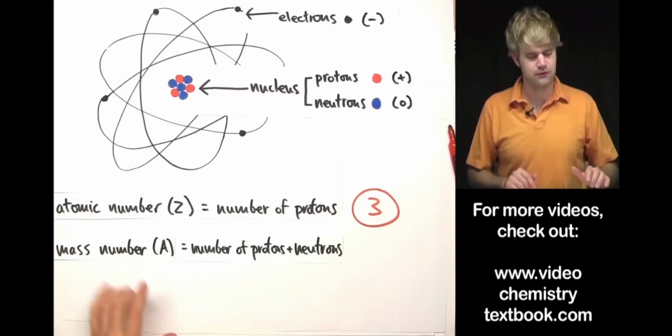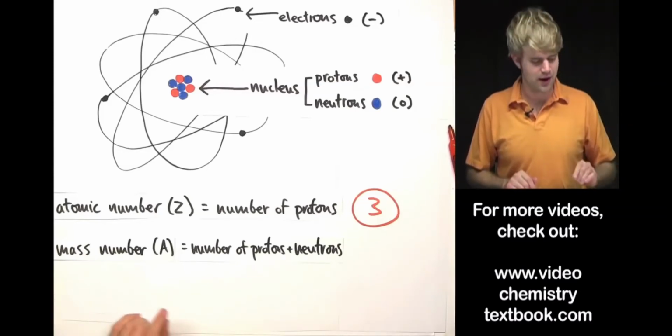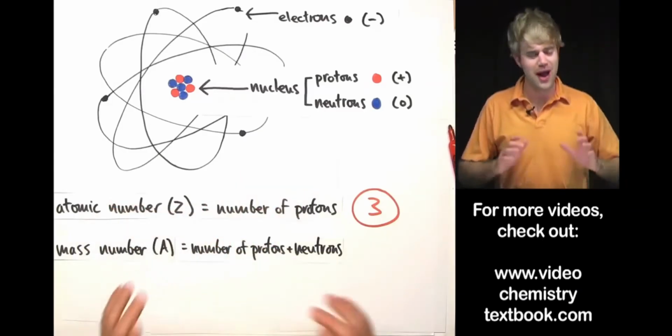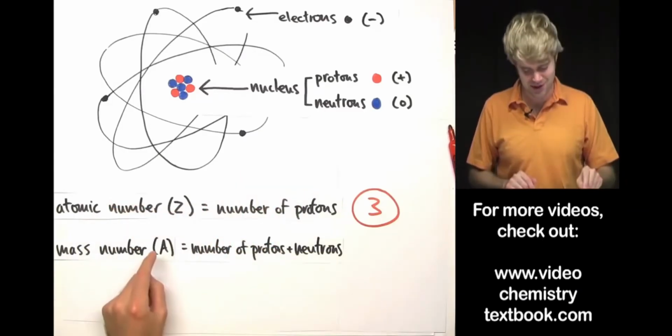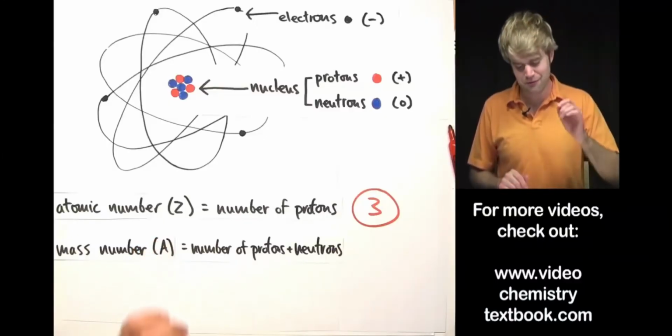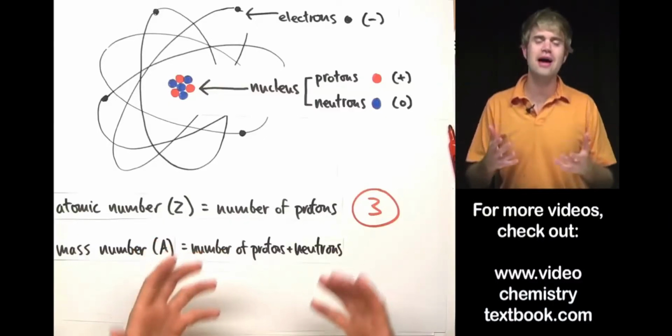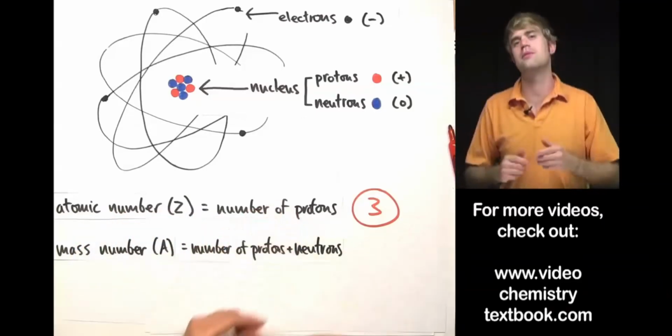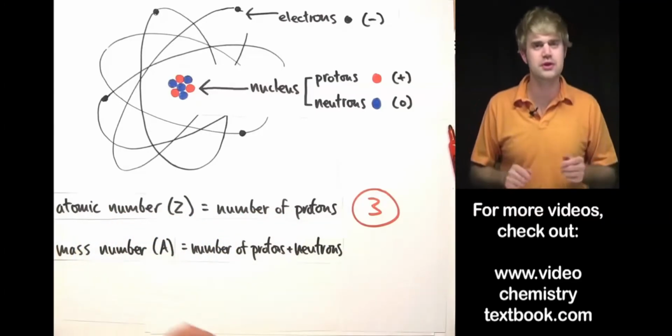People always get confused by mass number. Here's why. Atomic number is the number of protons, so everybody always wants mass number to be the number of neutrons, but it's not. It's the number of protons and neutrons. In fact, there's not really a name for the number of neutrons in an atom. We just don't use it that often.